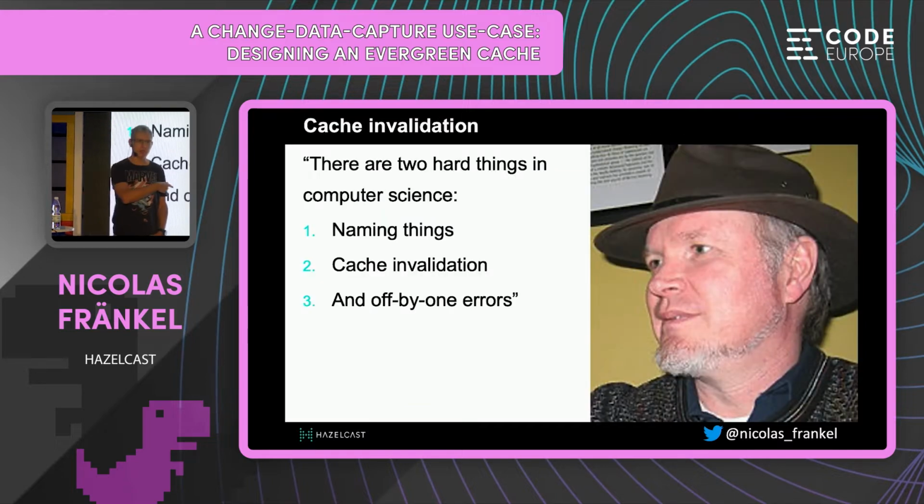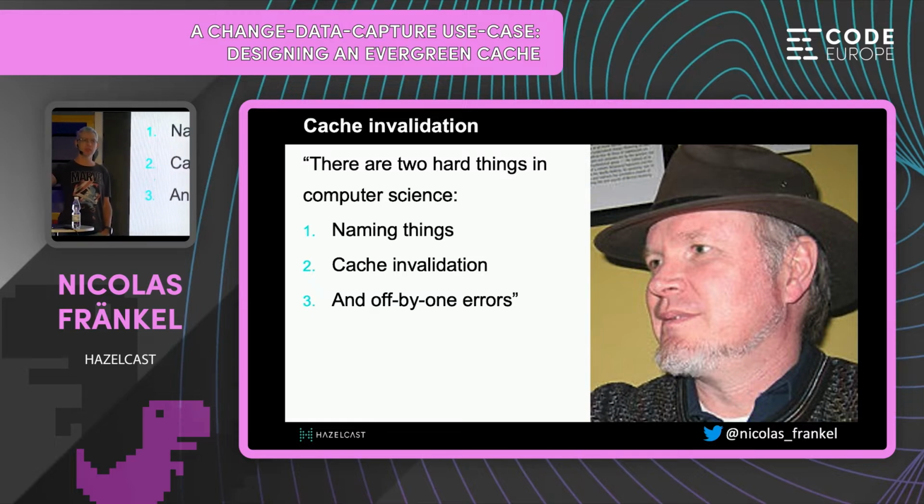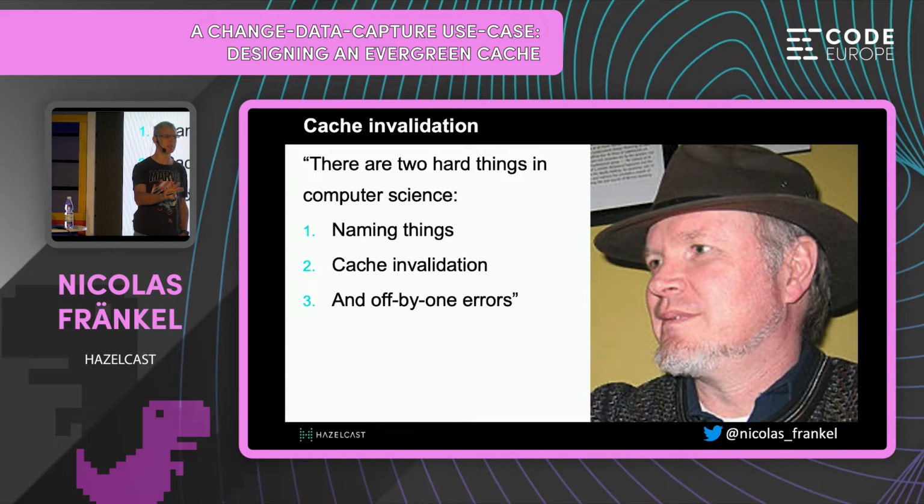And you probably heard this quote before, that there are two hard things in computer science: naming things, cache invalidation, and off-by-one errors. In general, this is a joke. You should be laughing, or at least smiling. No, I see nobody. Yeah, I'm in Poland. We should be serious. I agree with you.